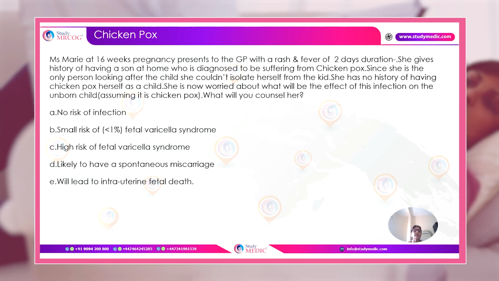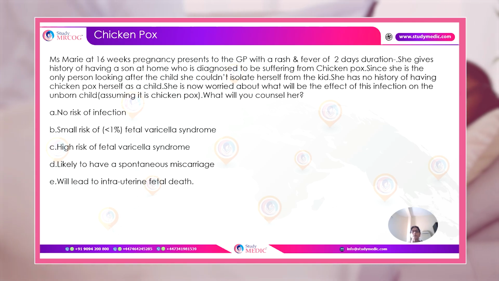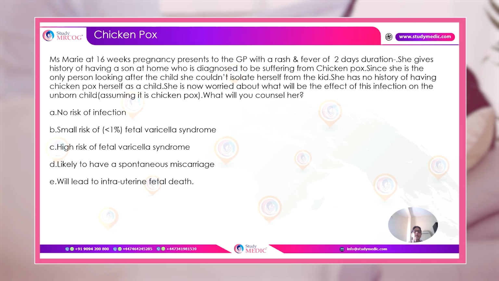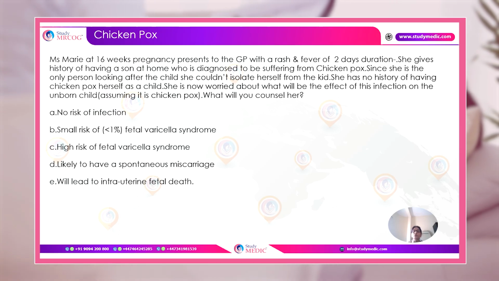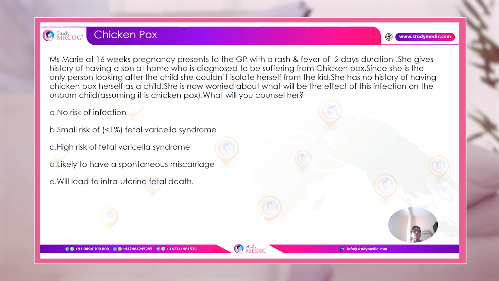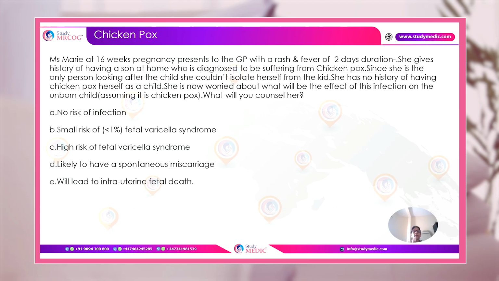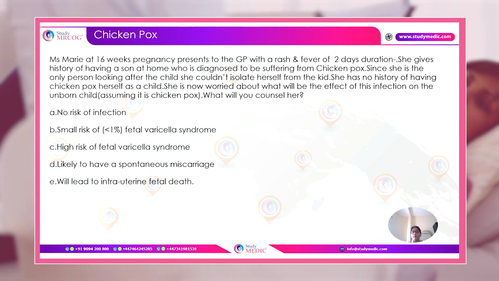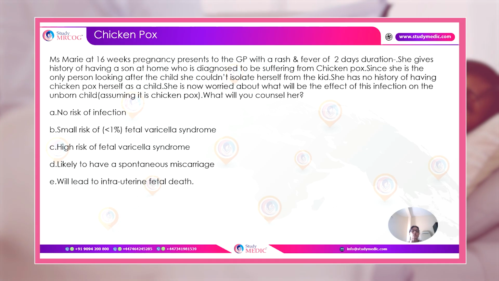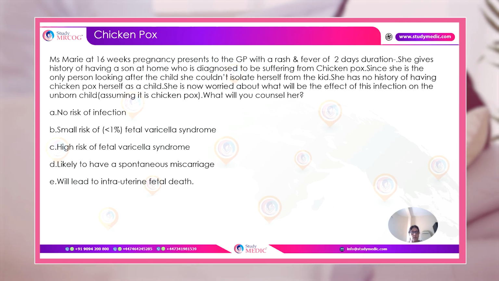So you have this lady here at 16 weeks of pregnancy. She has come to the GP with rash and fever. She has a small child at home who is diagnosed with chickenpox, and the woman herself has no history of having had chickenpox as a child. She is now worried as to what would be the effect of this infection on the unborn child, assuming that it is chickenpox. So how are you going to counsel her?